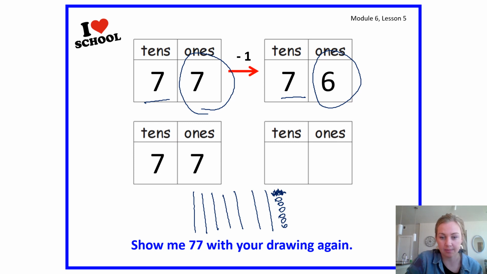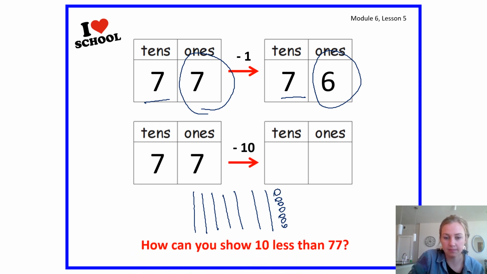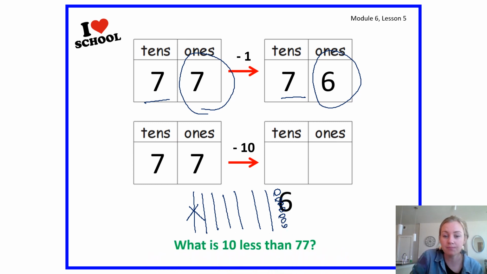Let's try it again. I'm going to show 77 with my drawing. This time, I want to take away 10. Remember, when we take away a 10 and I don't want to erase it, I'm just going to cross it out. Now, how many 10s do you see? 6 10s. Good job. How many ones do you see? Did the ones number change? No, the ones number did not change.